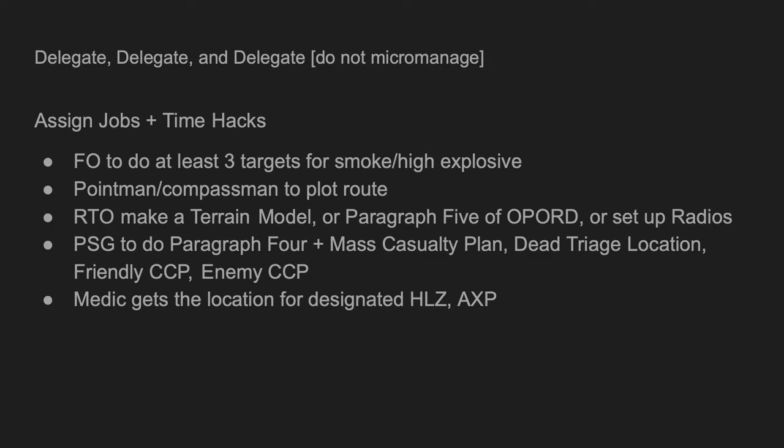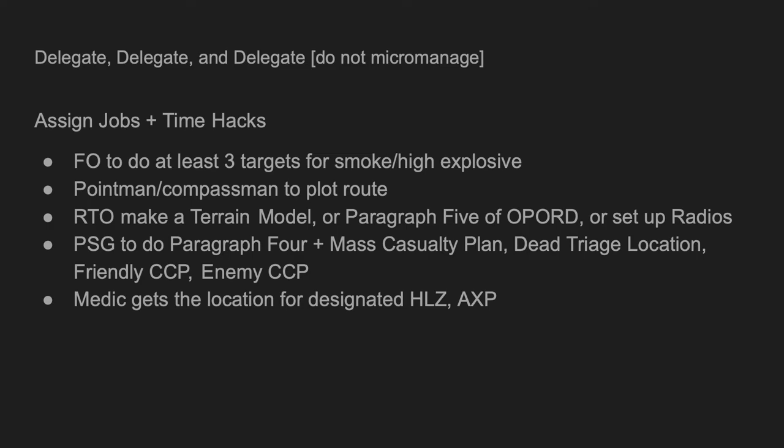The platoon sergeant does paragraph 4, with the help of the medic: the mass casualty plan and the dead triage location, which is a triangle made up of dead people. If you get a lot of dead people, you don't want them in your CCP, casualty collection point, because that's going to demotivate the soldiers who are fighting to stay alive. They're going to see, oh shit, my friend's dead, and lose hope of living. So you want the dead to have their own location.